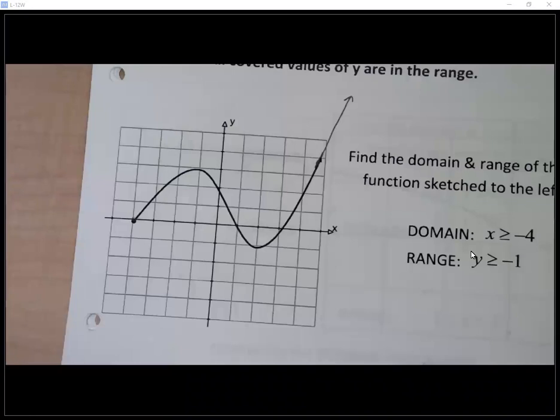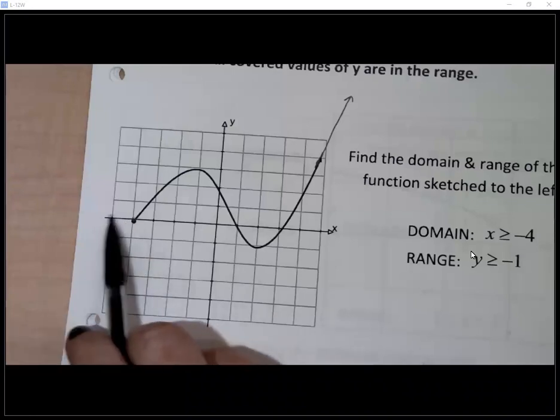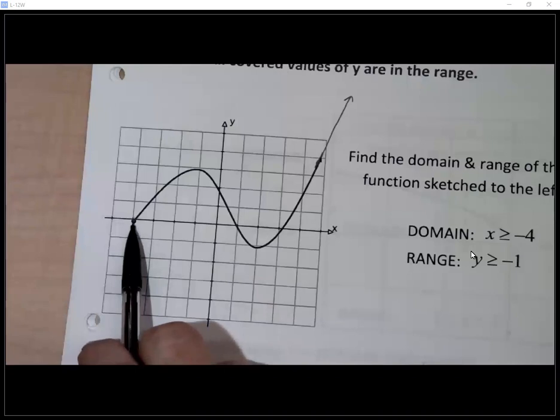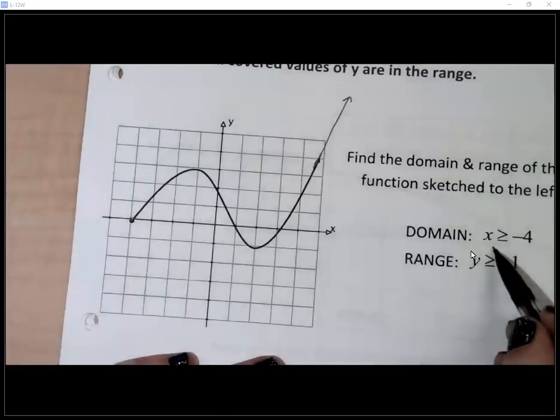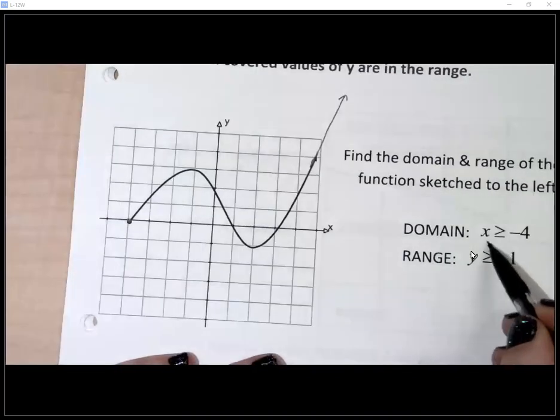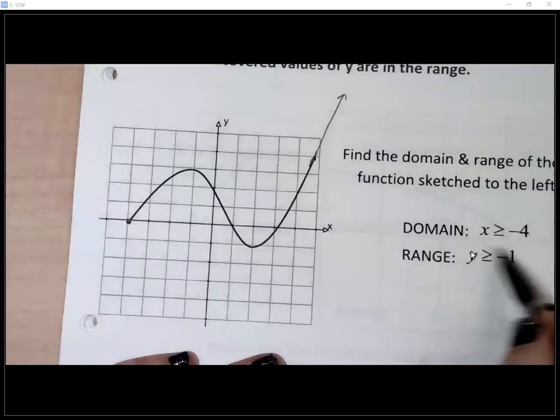So my graph doesn't even exist over here. It doesn't start until -4. So that is why we would say that our domain covers all x values that are greater than or equal to -4. So see how we have this written here? x is greater than or equal to -4. There's our domain. Does that make sense so far?